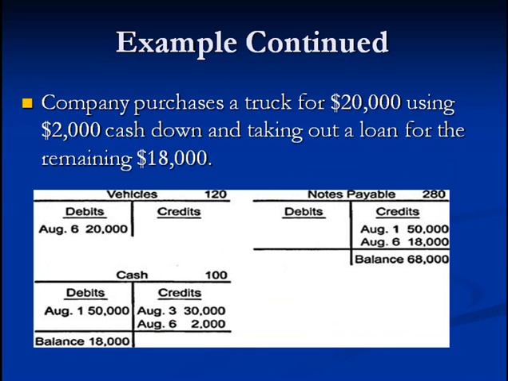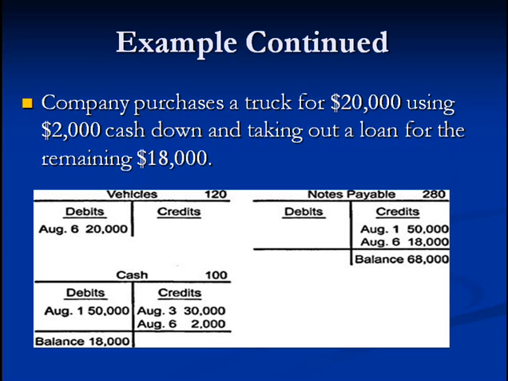Here's one more example for this company. In this slide, the business needs to purchase a $20,000 truck and will do so by placing a $2,000 cash down payment and financing the remaining $18,000 balance. The vehicle ledger is debited by the full value of the vehicle, in this case $20,000. As a vehicle is an asset, this account must be debited to increase its balance.